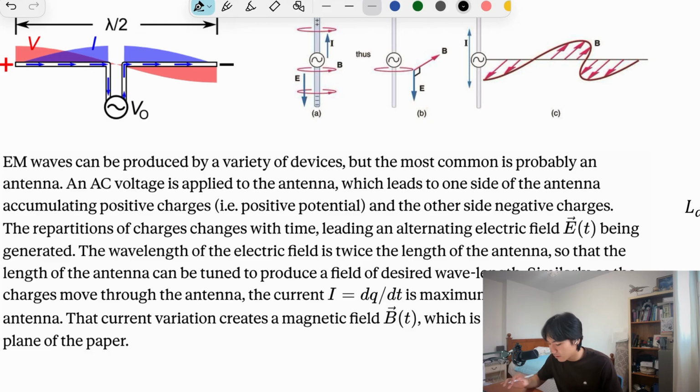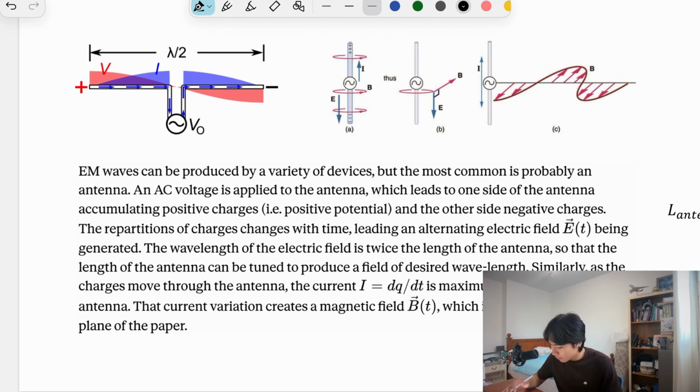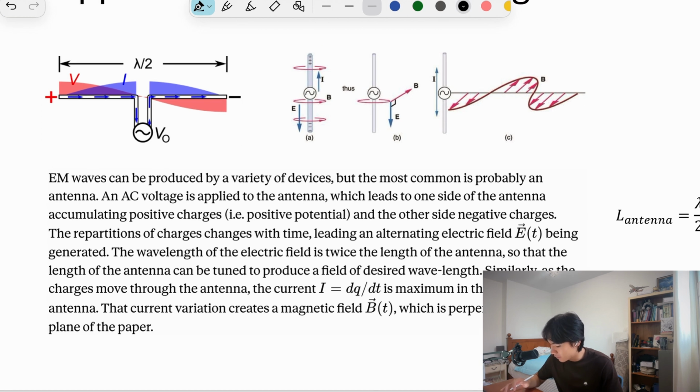Electromagnetic waves can be produced by a variety of devices, but the most common is probably an antenna. An AC voltage is applied to the antenna, which leads to one side of the antenna accumulating positive charges, which is a potential difference, and the other side accumulating negative charges. The repartition of charges changes with time, leading to an alternating electric field being generated. The wavelength of the electric field is twice the length of the antenna, so the length of the antenna can be tuned to produce the field in a desired wavelength.